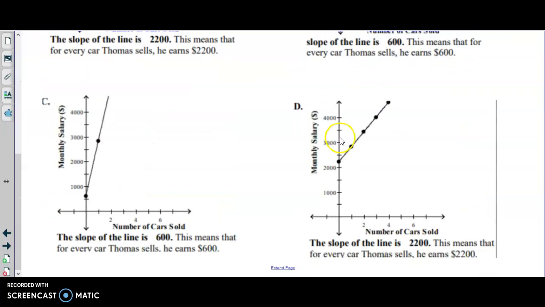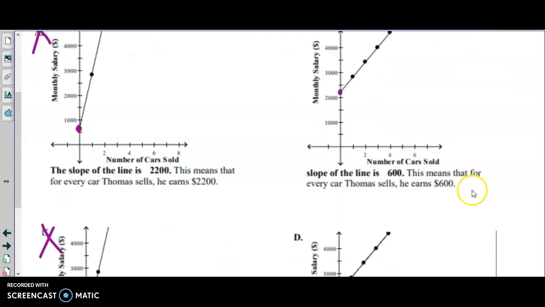This one is at 2,200. That could be an answer. This one's way down here. That couldn't be an answer. And this one is at 2,200. So we're down to two choices. We have B and D.